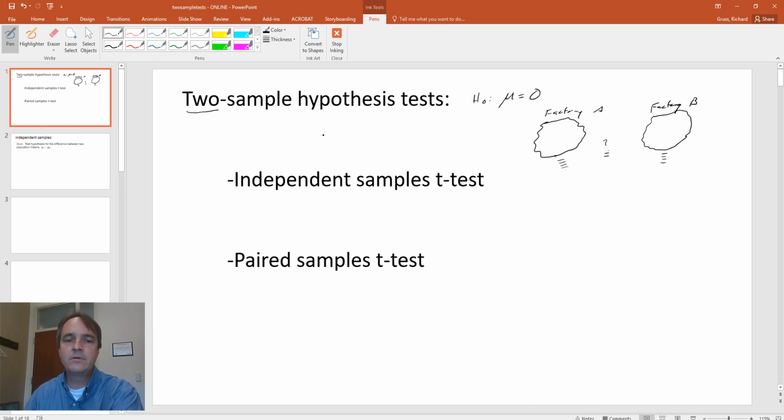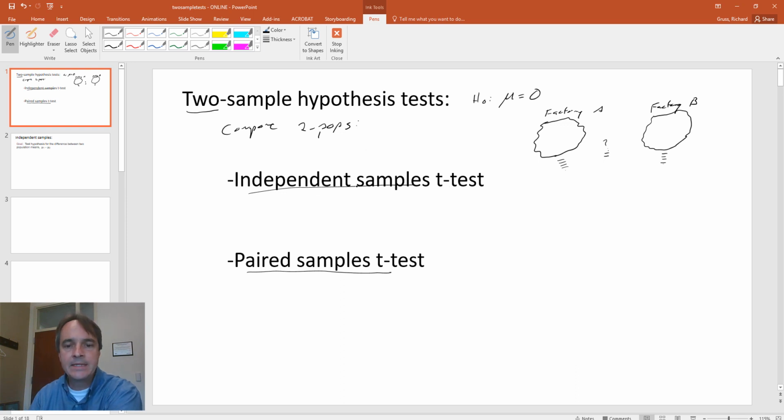Whenever you have to compare two populations, we're going to be doing t-tests. And there are two different kinds of t-tests: the independent samples t-test and the paired samples t-test. In this video, I'm going to go in depth and show you an example of an independent samples t-test, and we're going to deal with the paired samples t-test next time.